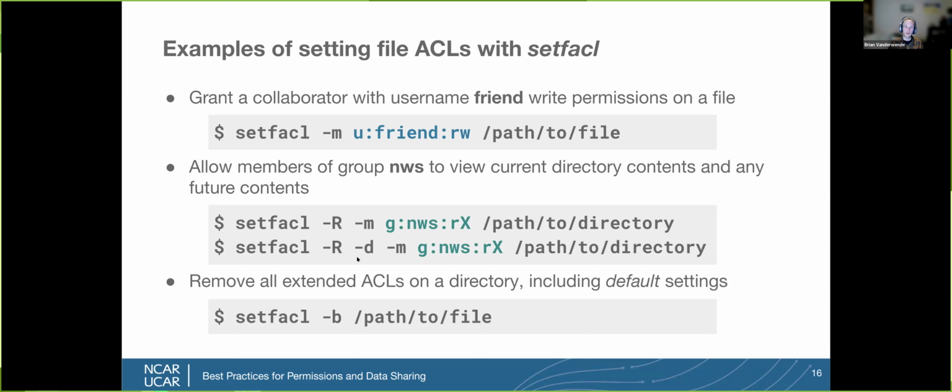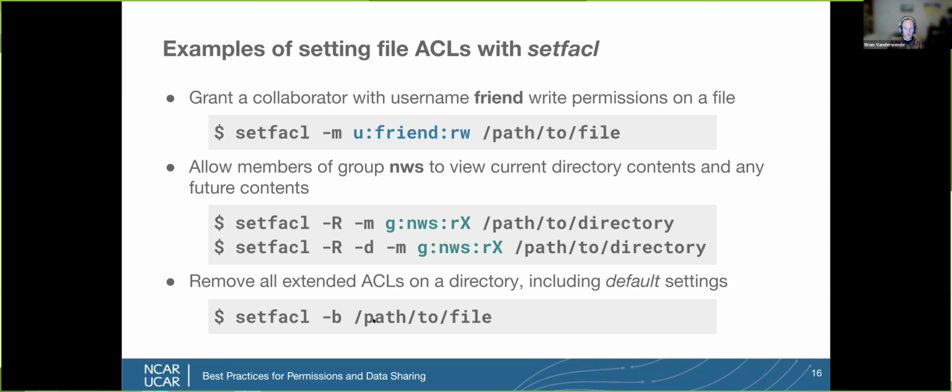But I'm going to do this again, and I'm also going to set the default ACL for group NWS read execute for this directory. So by setting both of these, not only do I modify what's in there now, but the default makes sure that that propagates to anything that is created in that directory in the future.